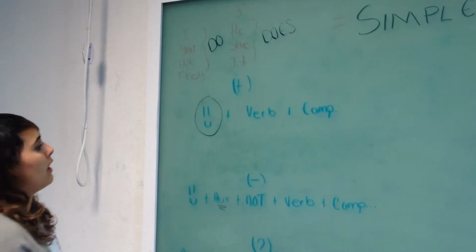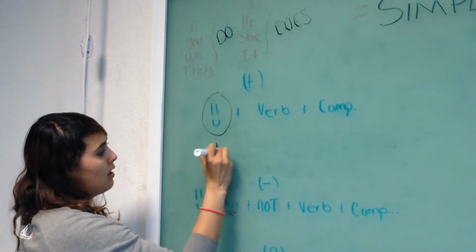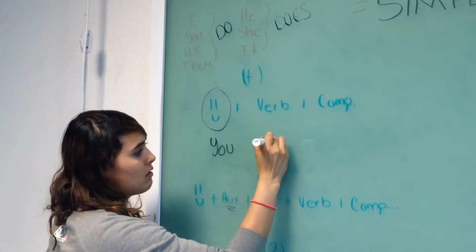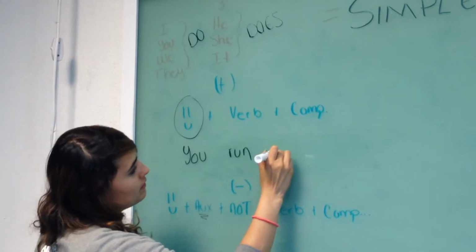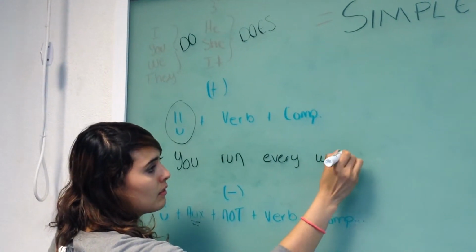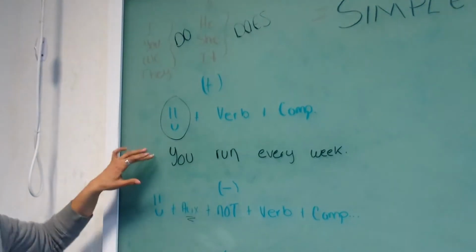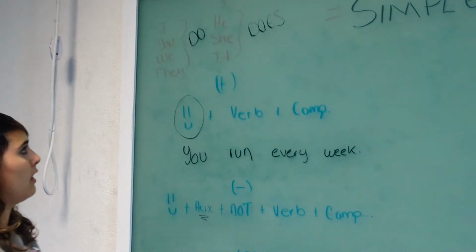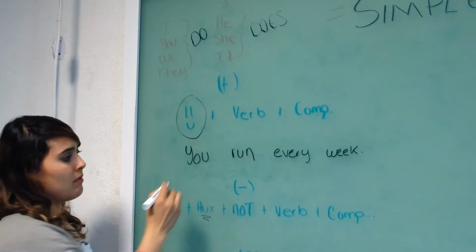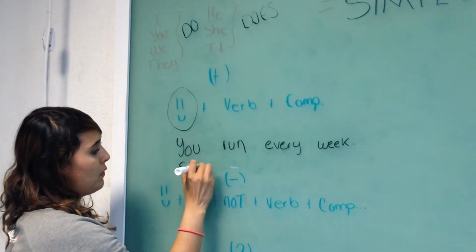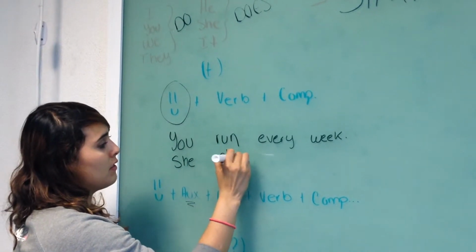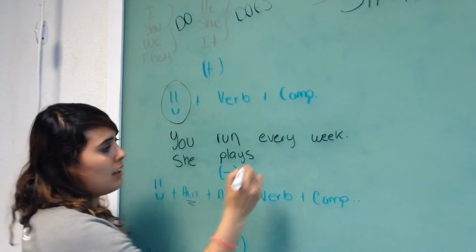For example, I put a subject like you, then the verb, run, then a complement, every week. And this is an affirmative sentence. In the case of the third person, like he, she, and it, the structure is the same. First you have to put the noun, she, then the verb, and then the complement.